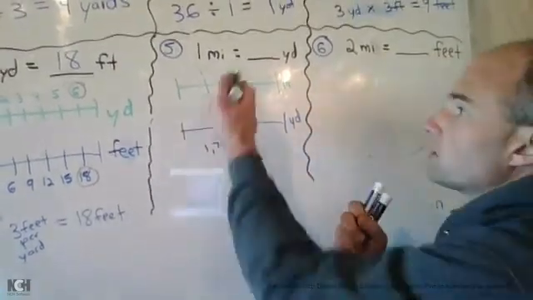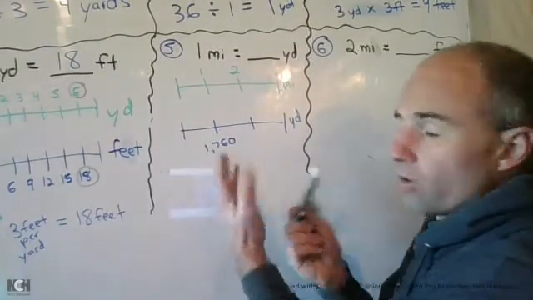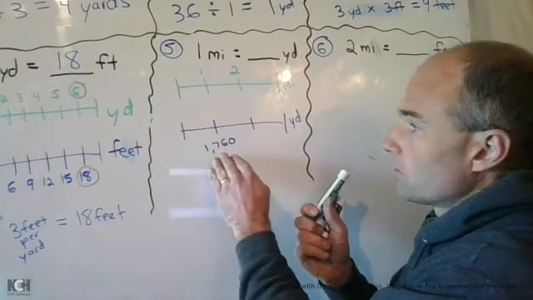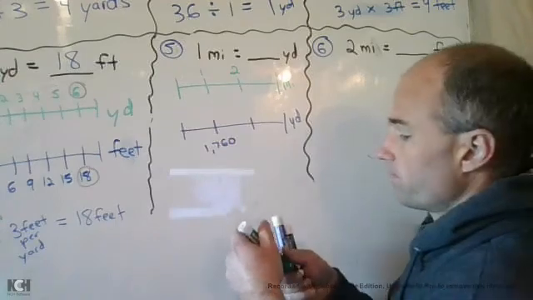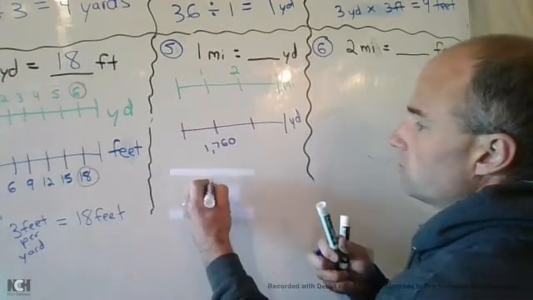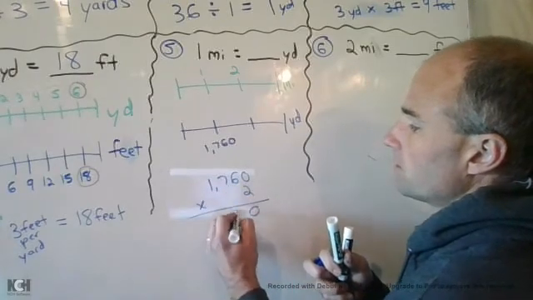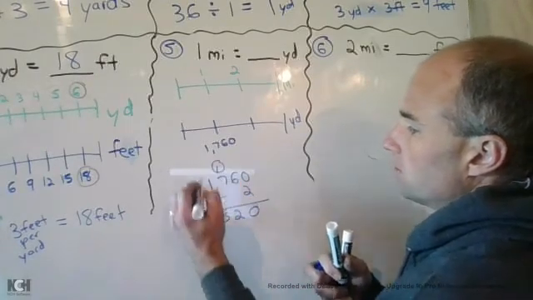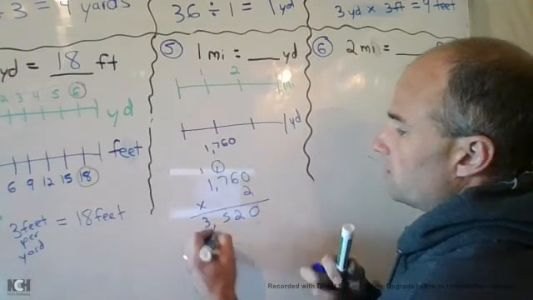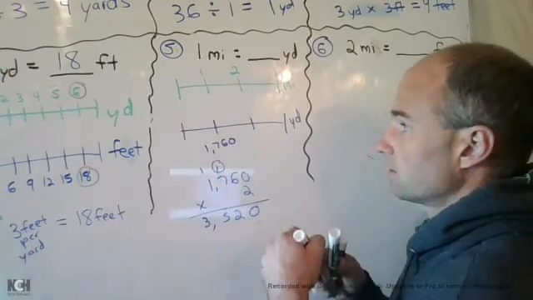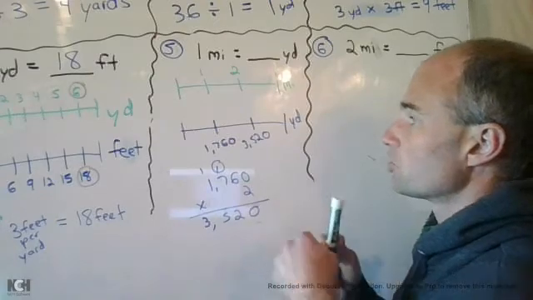But what if I wanted to know what 2 miles was? Okay, I would multiply 1,760 times the 2. In doing that, I would do 1,760 times 2 to give me 3,560. So 3,560 yards is 2 miles.